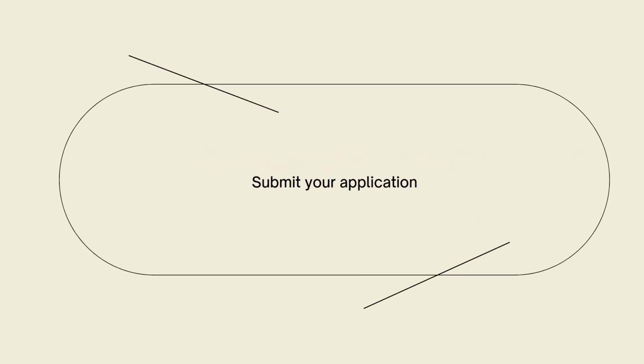Now review and accept the partner terms. Read through the partner program agreement and make sure you understand and agree to the terms. Check the box to indicate your acceptance. Submit your application. So click on the Submit Application button to send your partner application to Shopify for review.